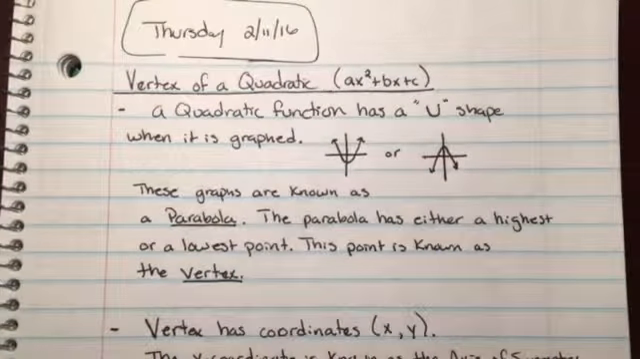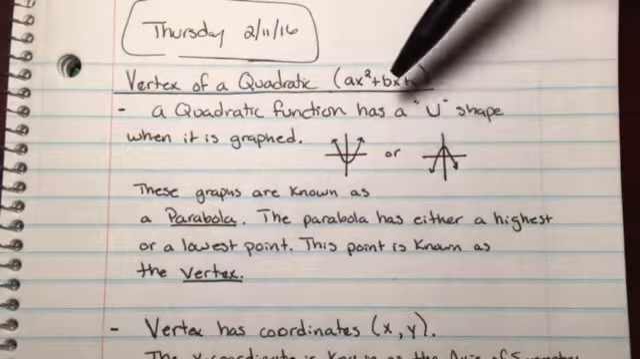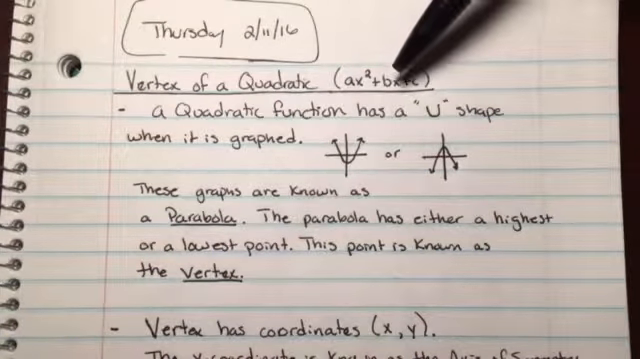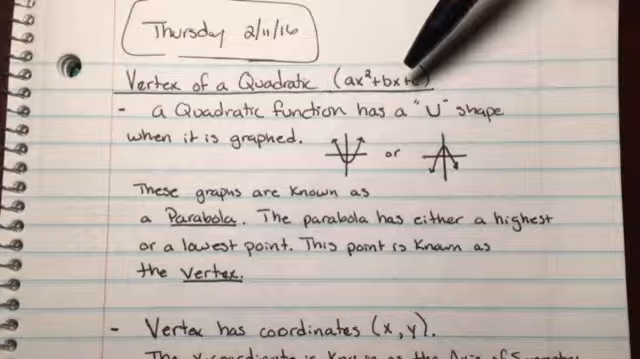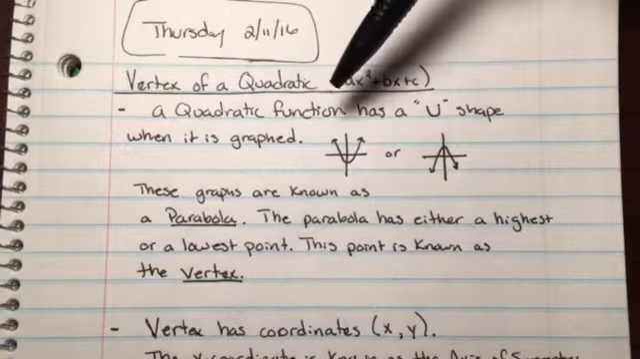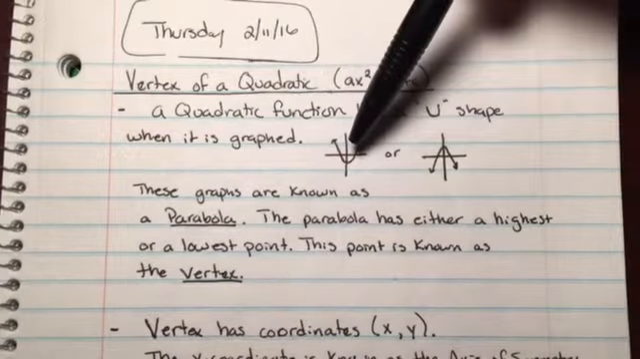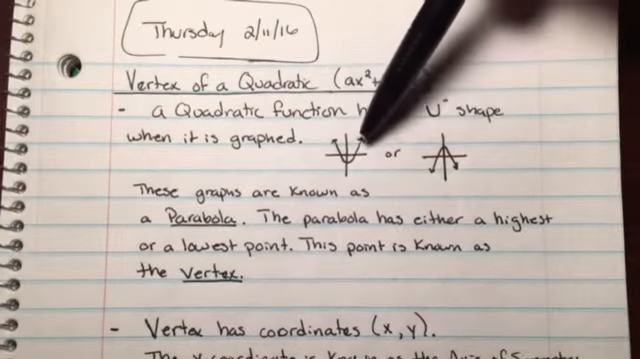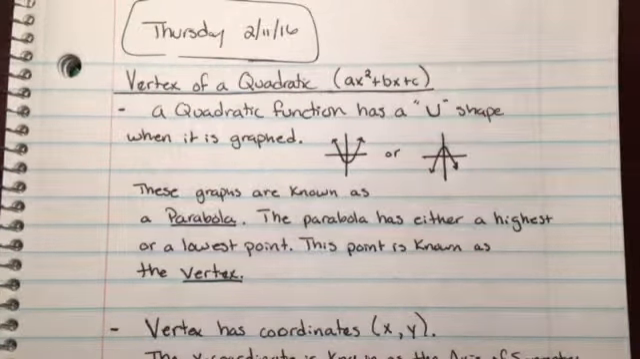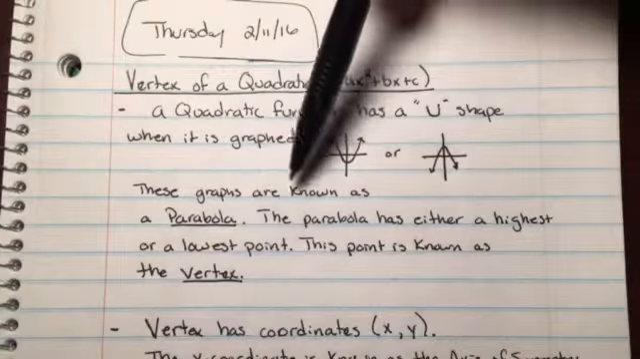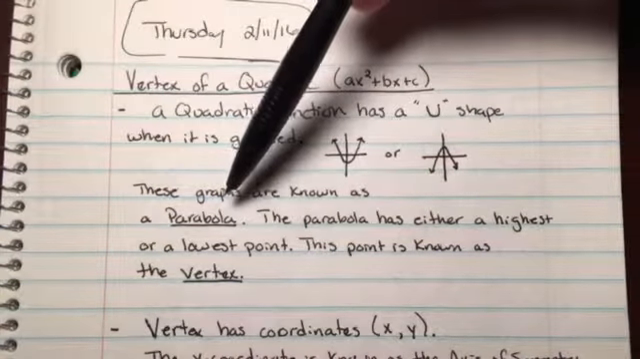Okay, here's some notes for finding the vertex of a quadratic function. A quadratic function is ax squared plus bx plus c. If you were to graph a quadratic function, it has this U shape to it, which you can see right here in these diagrams. You've got a U shape or the upside down U shape.